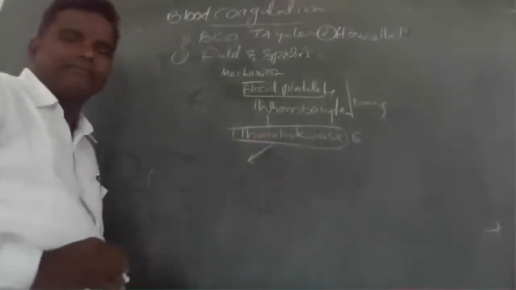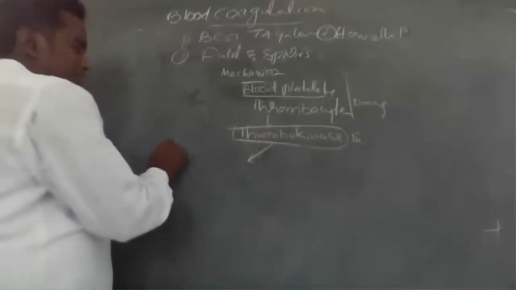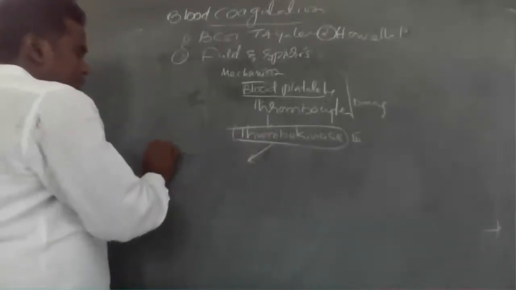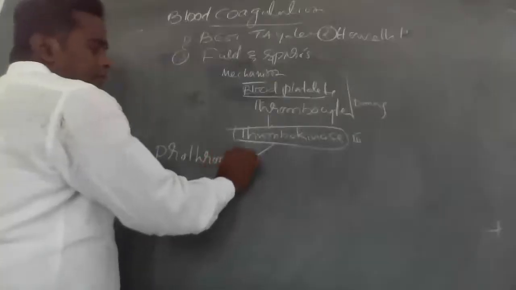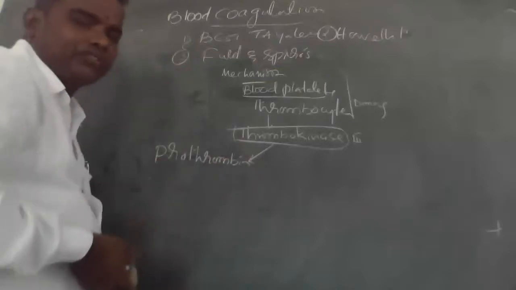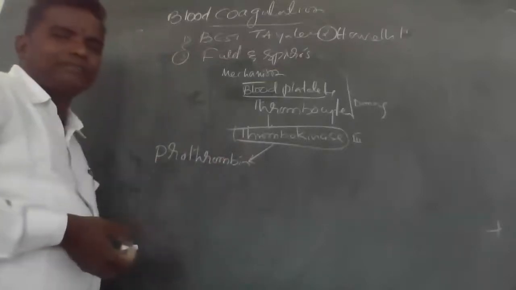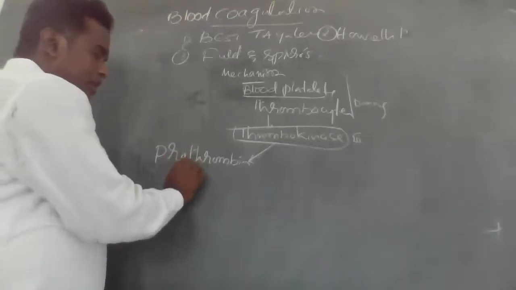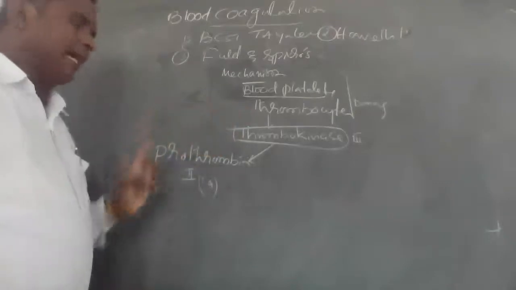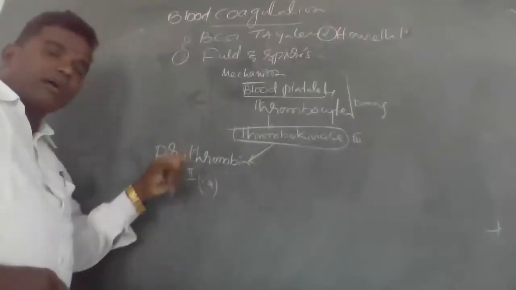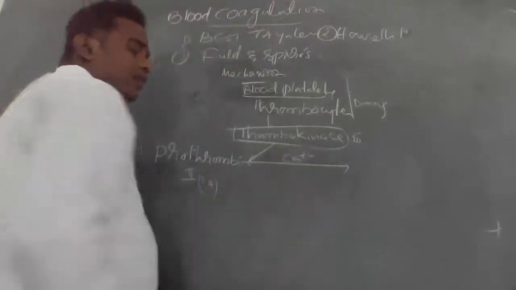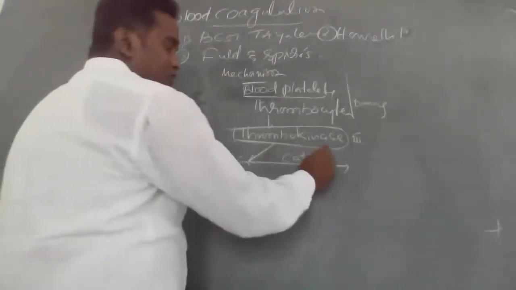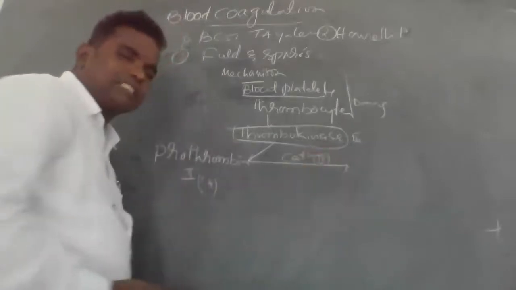It activates the inactive factor. That means prothrombin. Prothrombin means which factor? Second factor, the second inactive factor. So the thrombokinase activates the inactive prothrombin in the presence of calcium. Calcium is which factor? Fourth factor.